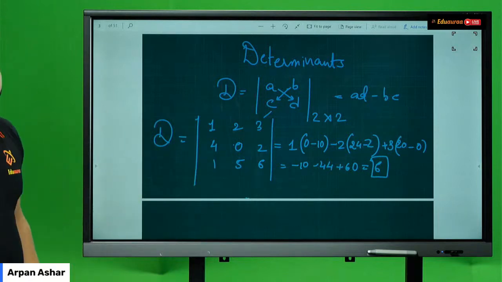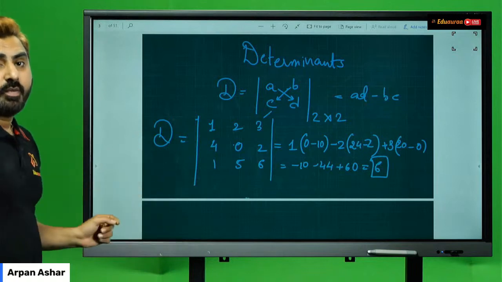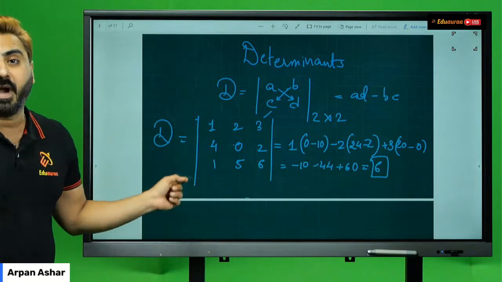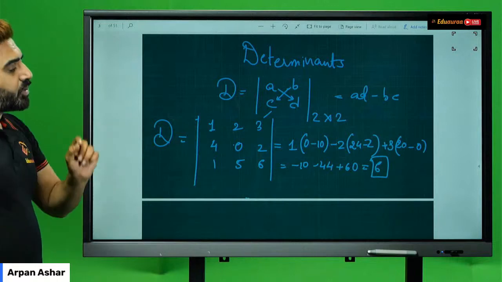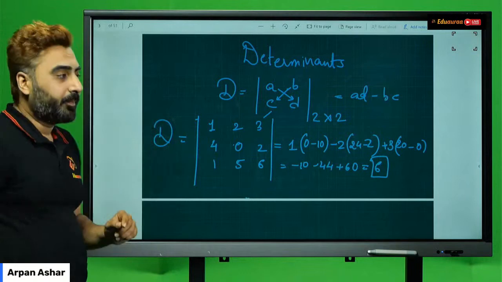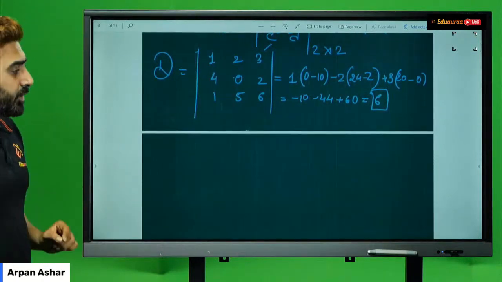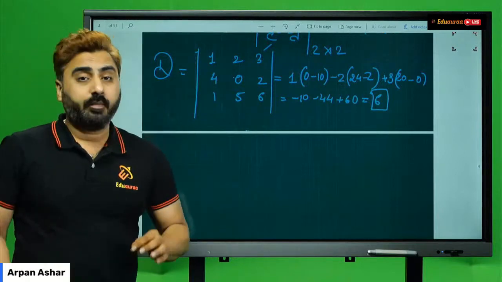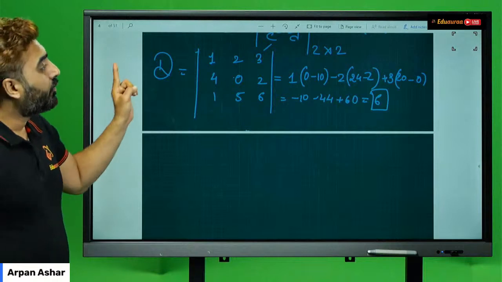Now, what we have to do? So this is how we find the value of determinant of order 3 by 3. Now students, when you find the value of this determinant of order 3 by 3, you have to remember one thing. What is that thing? The question. So here the question will be find the value of determinant along first row.